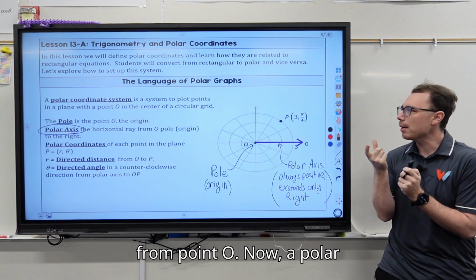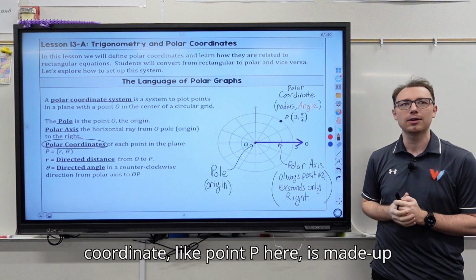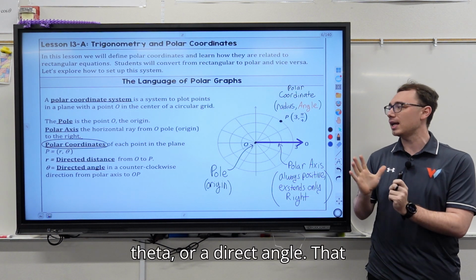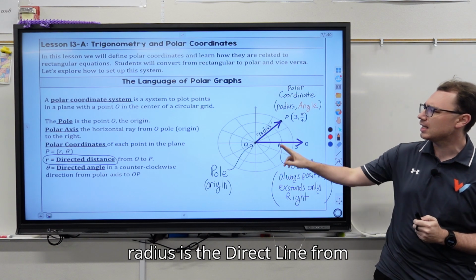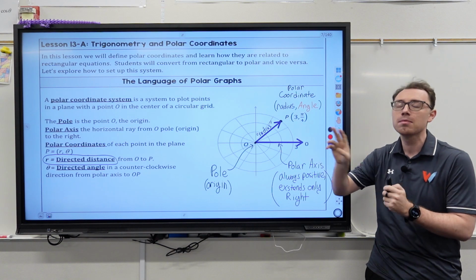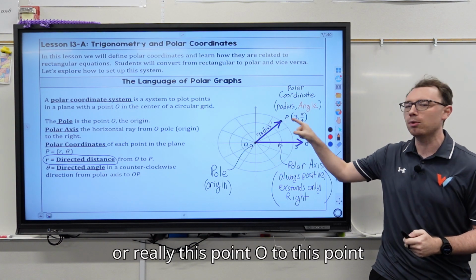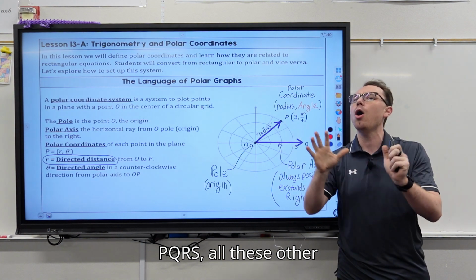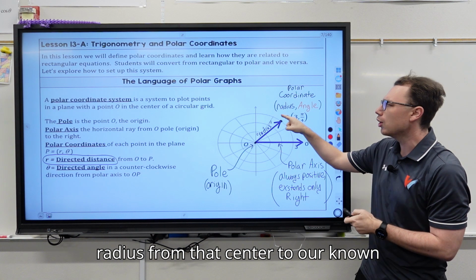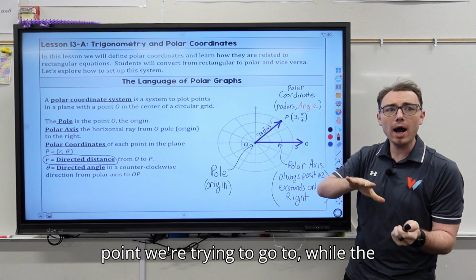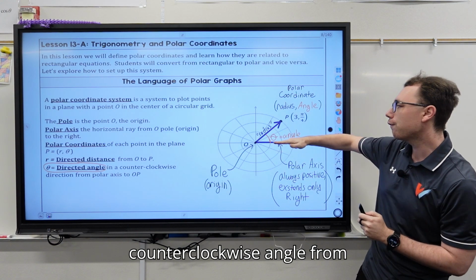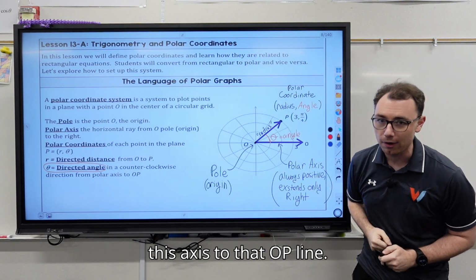point O. Now, a polar coordinate, like point P here, is made up of a radius and some theta, or a direct angle. That radius is the direct line from point O to this point P, and likewise to points Q, R, S, all these other points. This is known as the radius from that center to the point we're trying to go to, while the direct angle is the counterclockwise angle from this axis to that OP line.